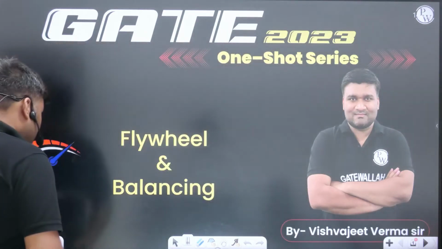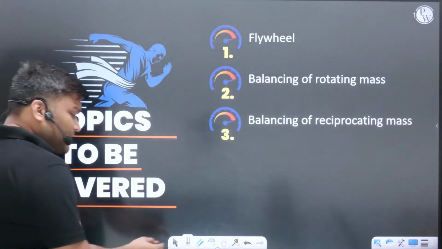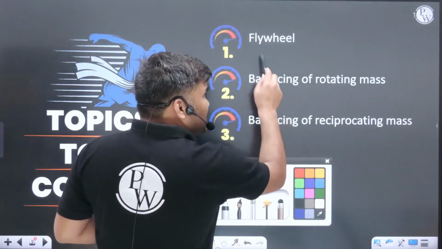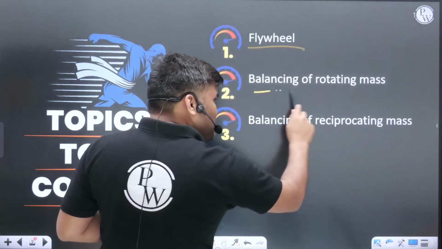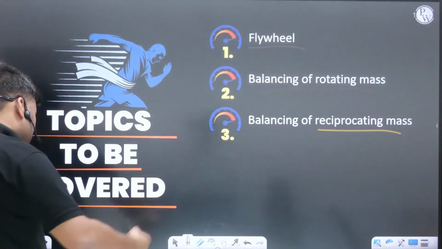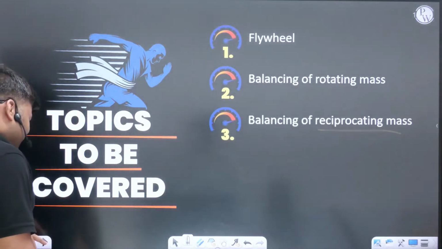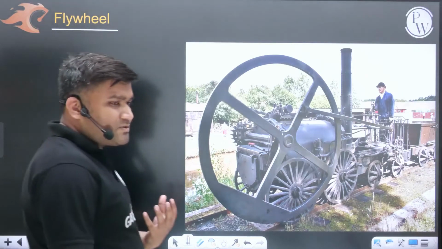So let's start. First, let's have discussion about flywheel. In this chapter, I will be covering majorly flywheel, balancing of rotating masses and balancing of reciprocating masses, beta. And then we will also see, in between, some questions which have been already asked in GATE, so that you can get a glimpse of what kind of questions you can expect, which kind of preparation you actually need.